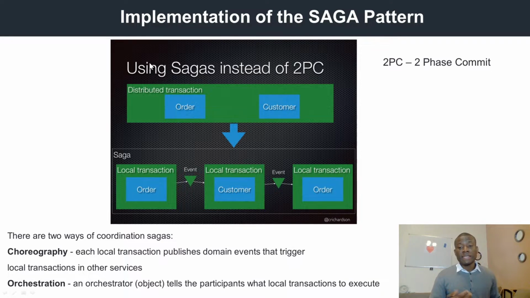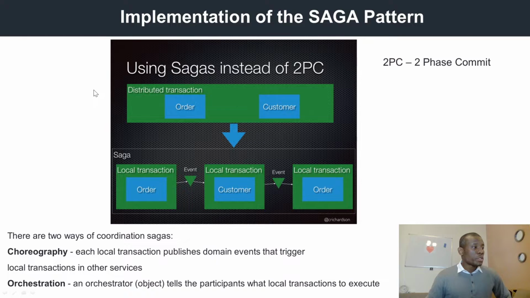Saga is a word that appeared in a paper in 1987. So it has to do with querying data from different systems. There are two basic ways a Saga works. One of them is choreography-based. One of them is orchestration.